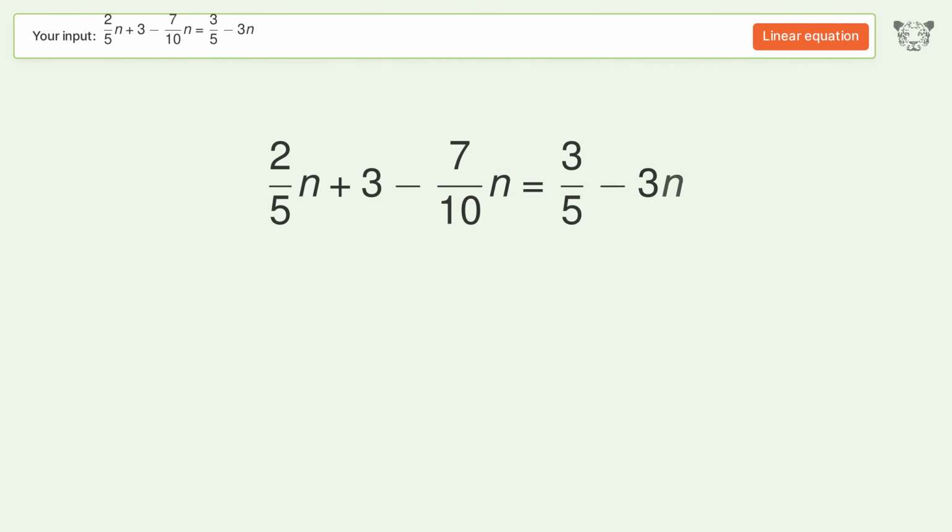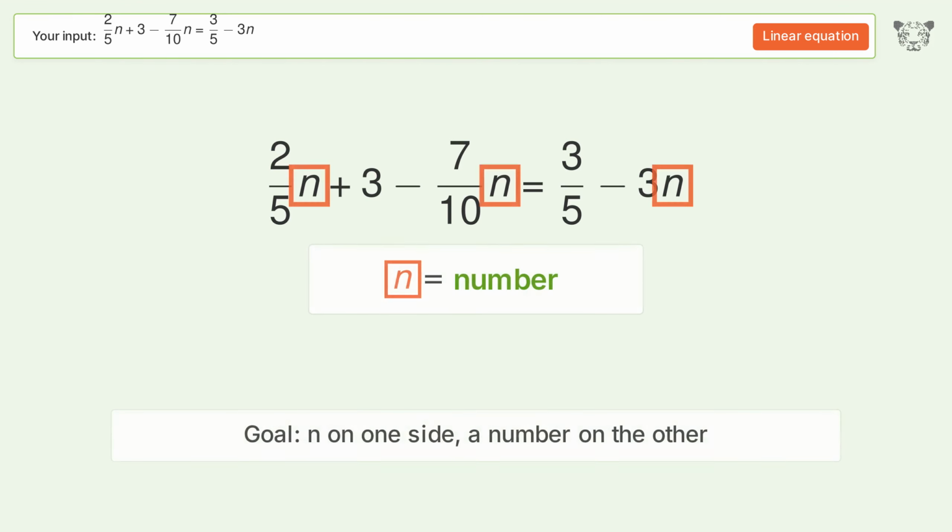Here is the linear equation we are asked to solve. 2/5 times n plus 3 minus 7/10 times n equals 3/5 minus 3 times n. Solving means leaving the variable alone on one side, with a number on the other. Let's do this step by step.